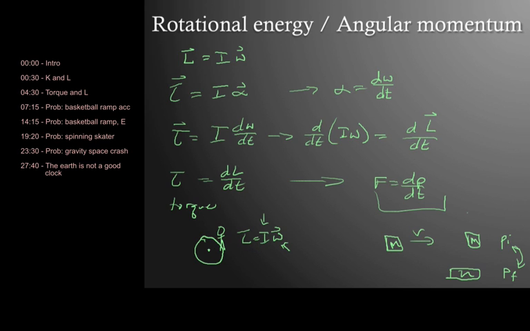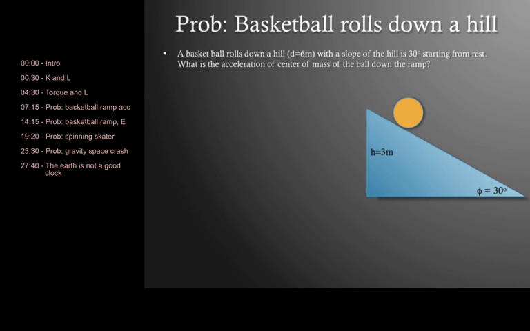So we're going to see how these things all play together and how they help us solve problems. First, let's start by looking at this problem. So here we have a basketball, and it's going to roll down a hill that has some slope, 30 degrees. What is the acceleration of the center of mass of the ball?